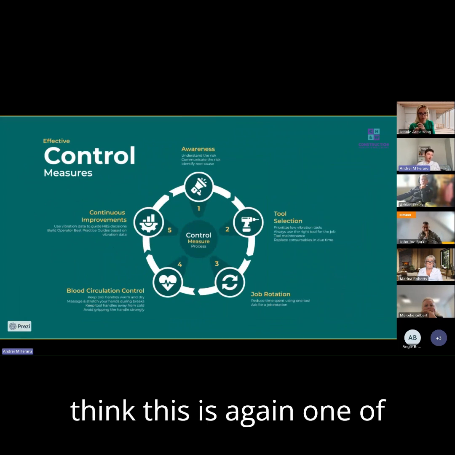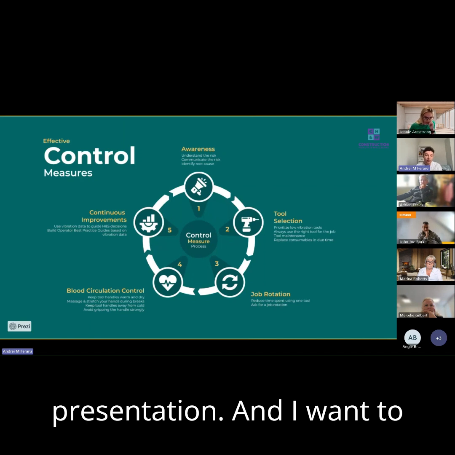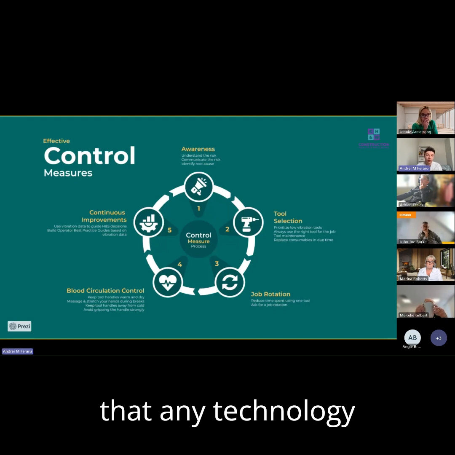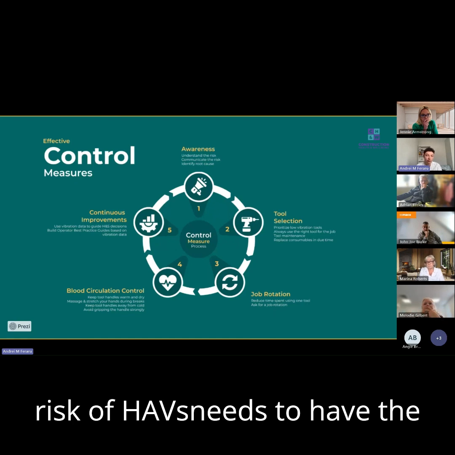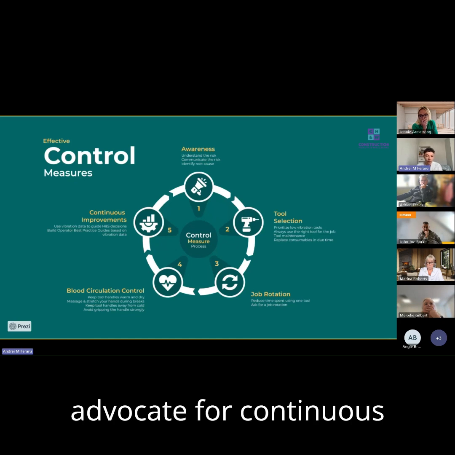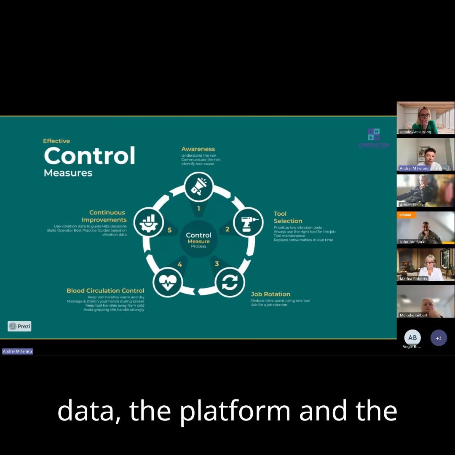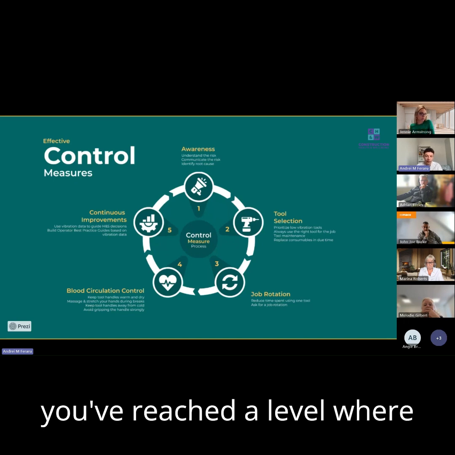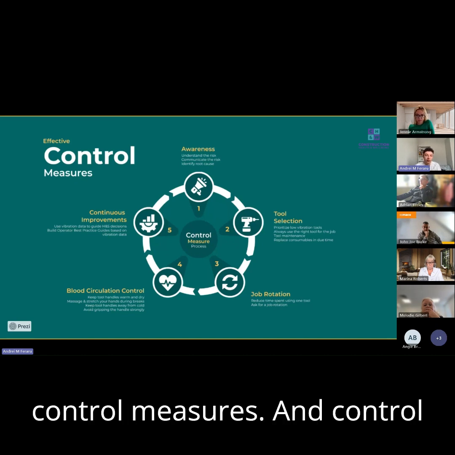Then control measures. I think this is, again, one of the key slides in the whole presentation. And I want to make this point very clear for everyone that's watching, that any technology that you use to manage the risk of HAVS needs to have this central focus of arriving at control measures. We don't advocate for continuous monitoring or measurements. As soon as you have enough data, the platform and the system will alert you that you've reached a level where you can now look at the data and understand what the root cause is and implement control measures.